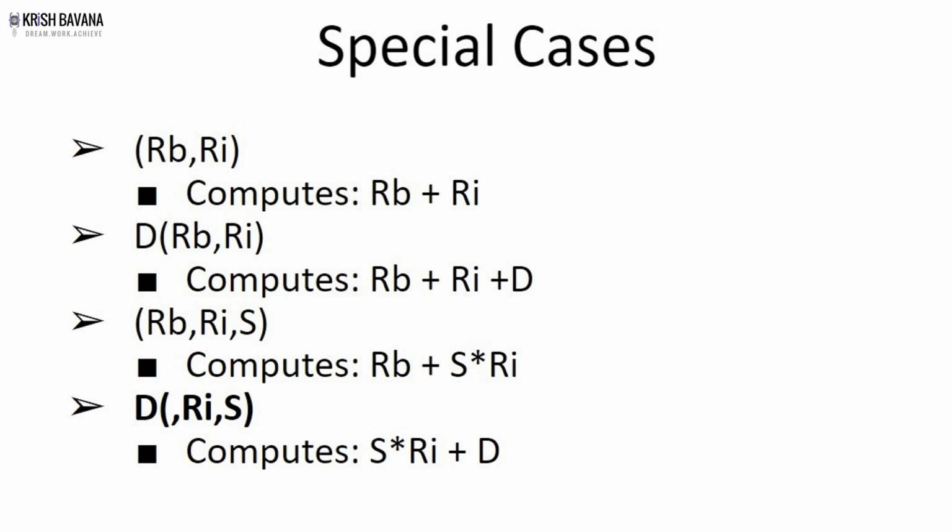We do nothing, but we just add them and then we get the source value. If we have a value outside like a D, and then we have RB and RI, then we do nothing, but we just add all 3 of them. For example, if we have 3 values inside the brackets, then we multiply the last one to the second one and then we add it to the first one.